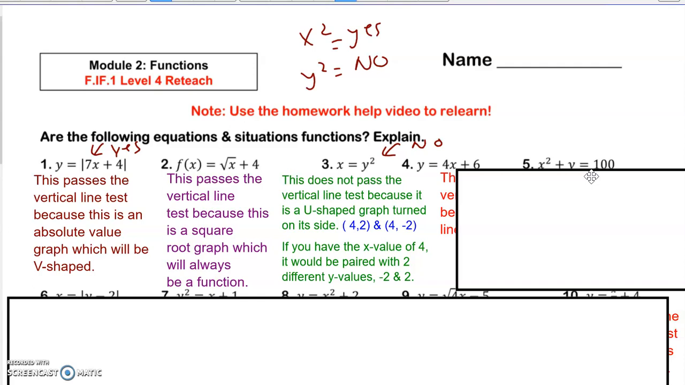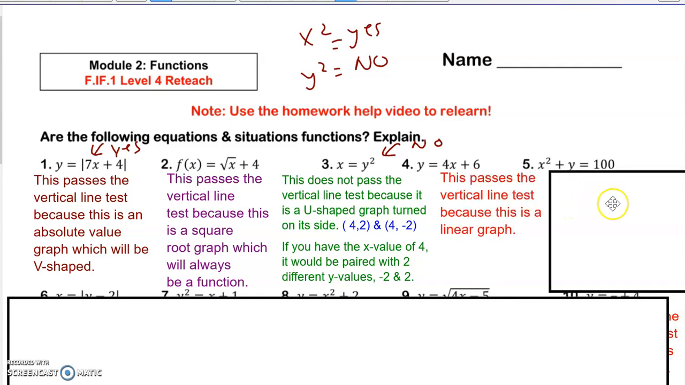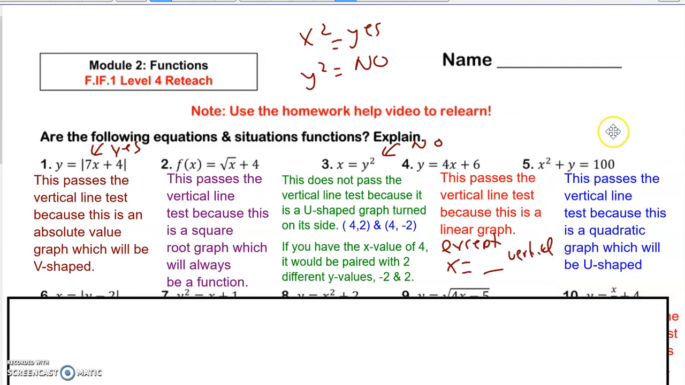The next one, oh my goodness, is a linear graph. It is linear. It passes the vertical line test, always do, except when x equals a number, which means it's a vertical line. That's when it fails. So linear graphs always work unless it's a vertical line. And finally, on the first row, let's take a look. So this one is quadratic, and I already told you x squared works. So this passes the vertical line test because it's quadratic and the graph will be shaped as a U.